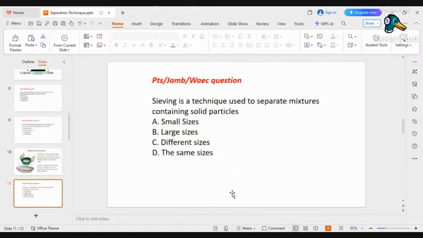All right, so let's look at this. This is a good question. Let's attempt it. Sieving is a technique used to separate a mixture containing solid particles. A. Small sizes. B. Large sizes. C. Different sizes. D. Same sizes.